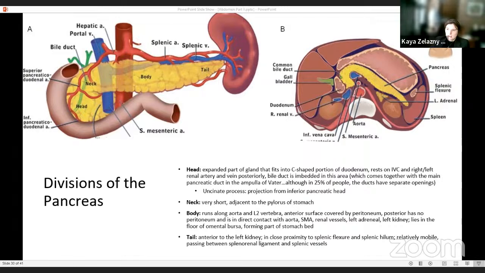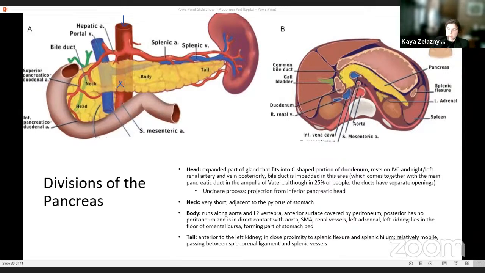The neck of the pancreas, we really just consider the portion right next to the pylorus of the stomach. So the neck would just be like a little narrow band, essentially. All right. Then the body is going to run along the aorta and along the L2 vertebra, anterior surface covered by peritoneum, posterior doesn't have peritoneum, it's in direct contact with the aorta, as well as with the superior mesenteric artery, renal vessels, the left adrenal gland, the left kidney.